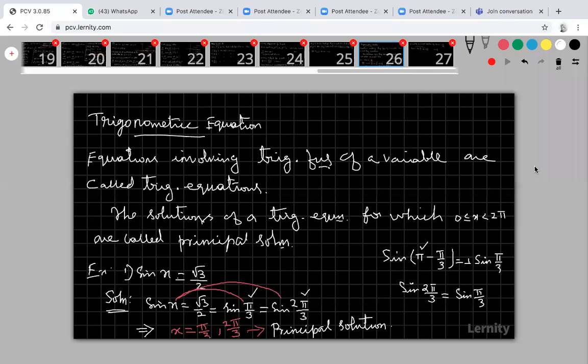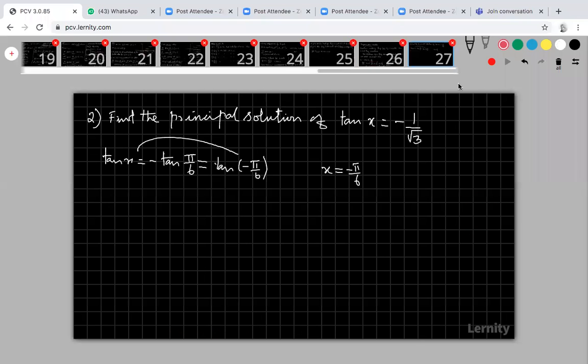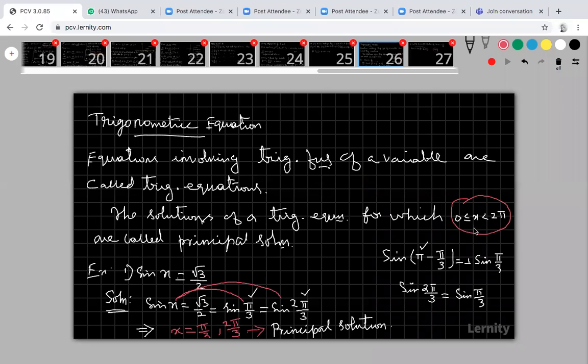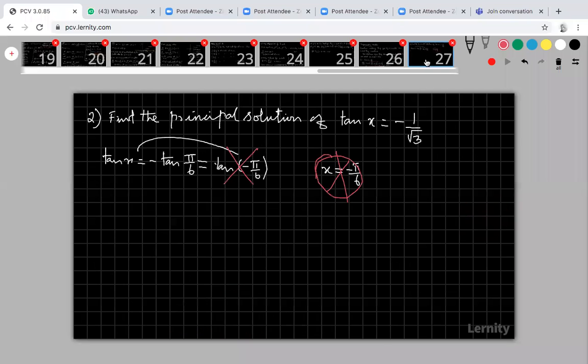What is the principal solution? The principal solution means your x lies between 0 to 2 pi only. So therefore, this is not a principal solution. Please note that, so don't write like this. This is correct as usual, but if you take x is equal to minus pi by 6, that is not a principal solution. Principal solution means your x value lies between 0 and 2 pi only, 0 included, 2 pi excluded. Here they are asking the principal solution, so therefore this is not a principal solution. So don't do that. Then what to do, sir?